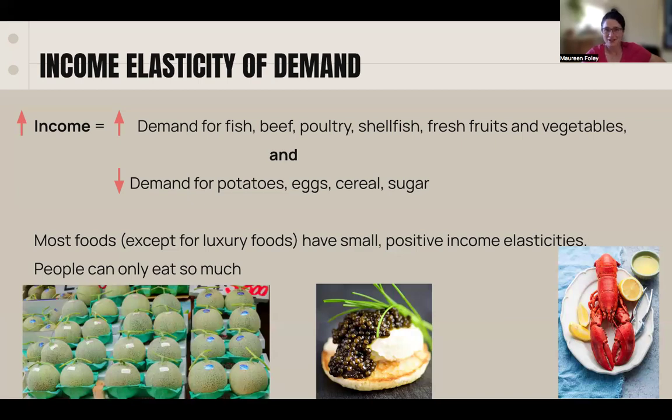Now, that's a good that has a very high income elasticity of demand. As people's incomes go down, their consumption of these fancy melons goes way down. So it's very, very responsive to changes in income.